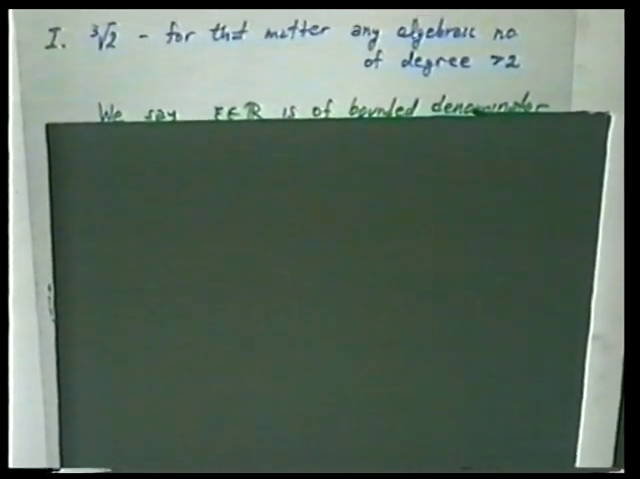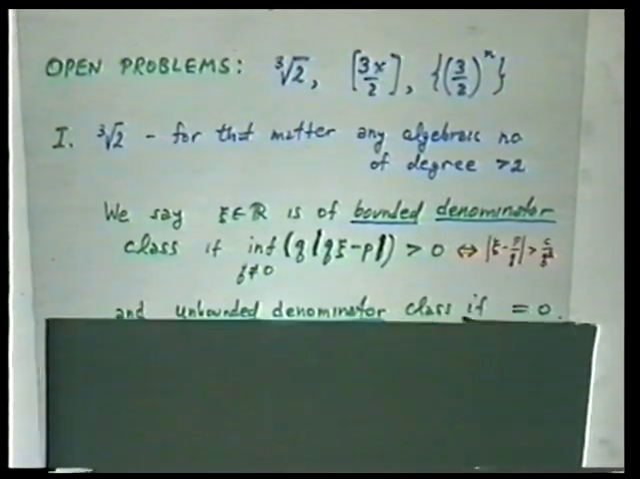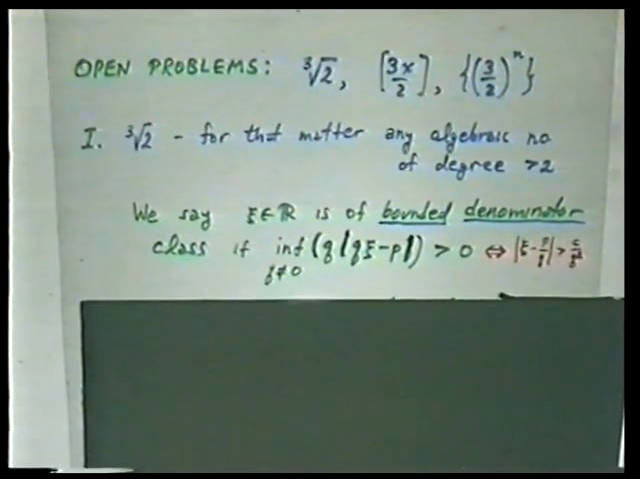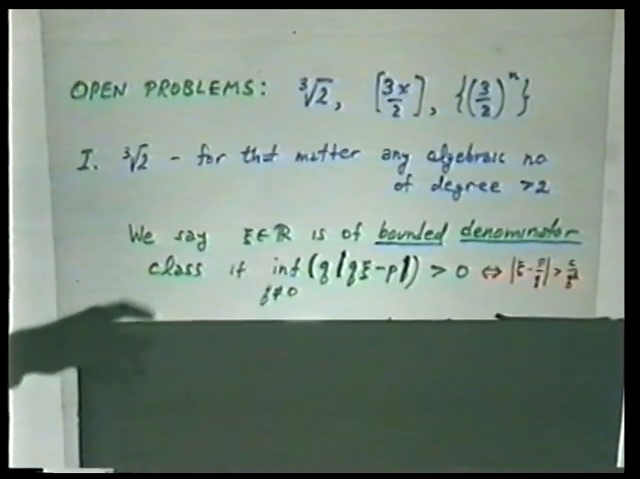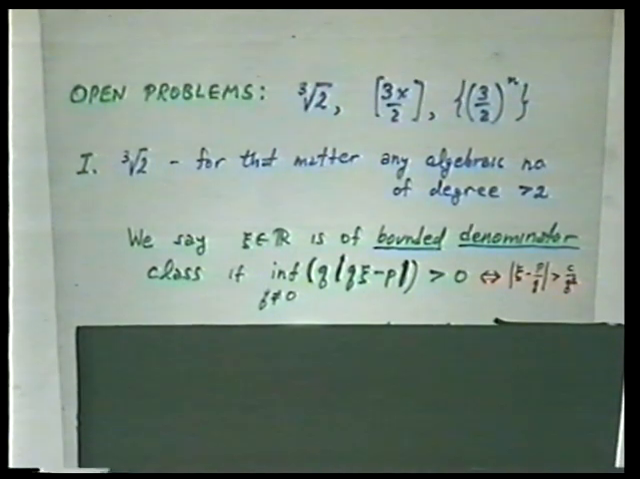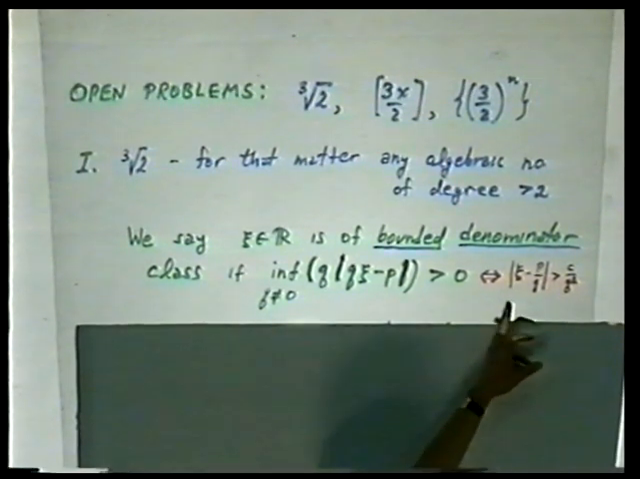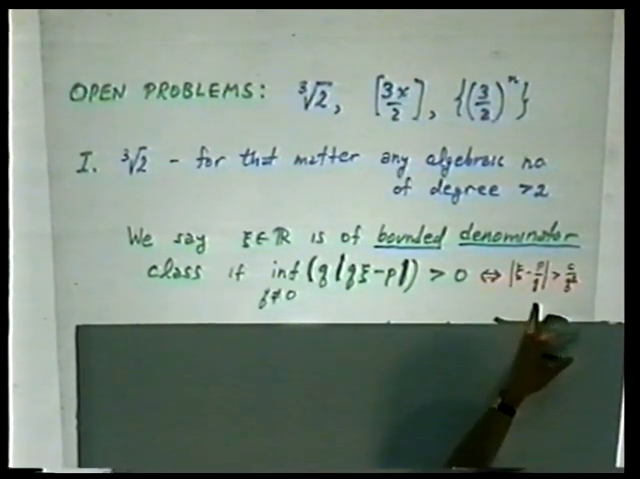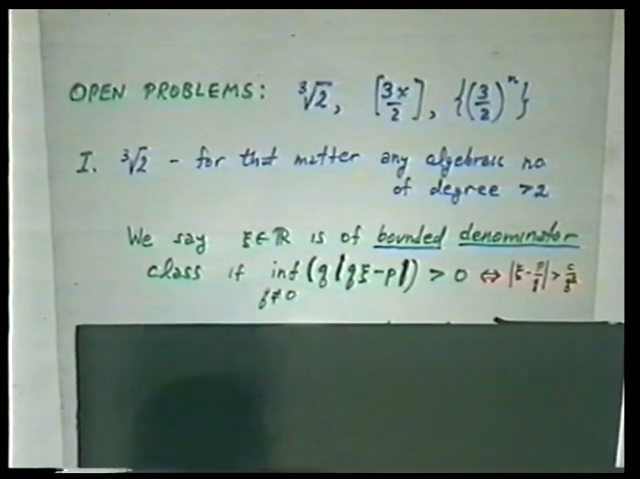So the cube root of 2 here, for our purposes, really is any algebraic number of degree bigger than 2. What is the problem? Let's say that a number c is of bounded denominator class if I look at this infimum, for all integer p's and q's, q not equal to 0, and the infimum is strictly bigger than 0, which is really saying that you cannot get too close to c using a rational.